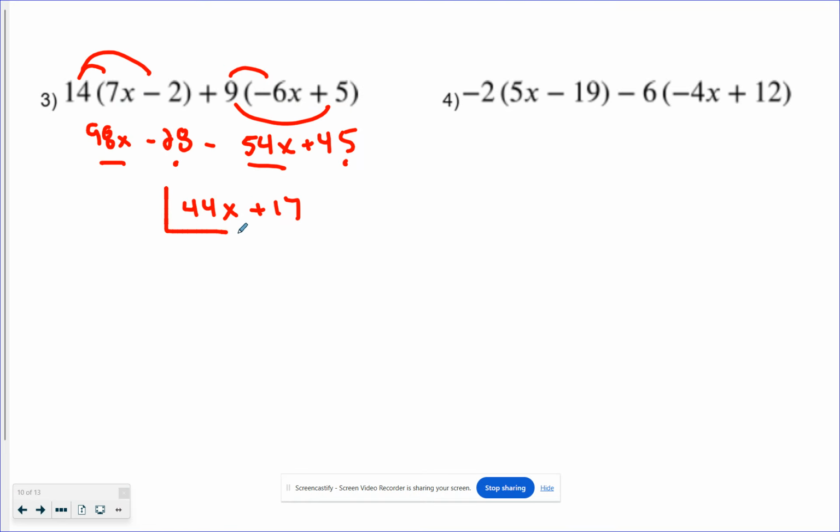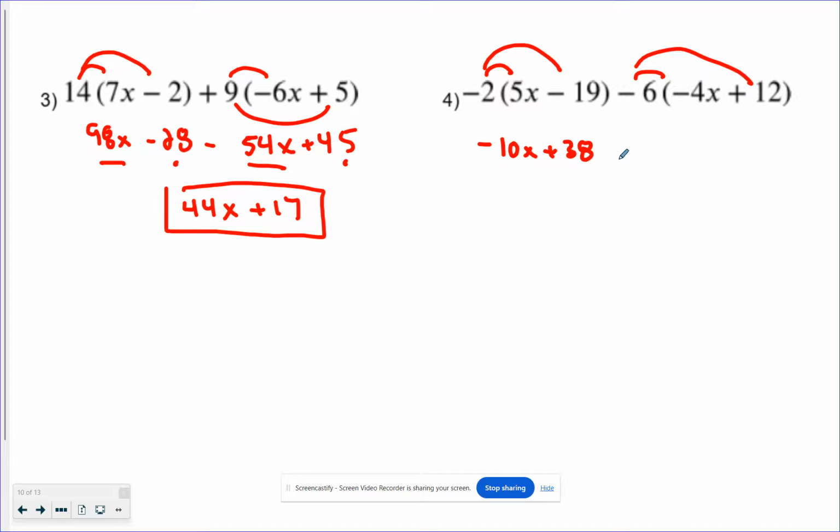Okay, so that's what you got for number 3. Number 4, we're taking negative 2 through the parentheses, and negative 6 through the parentheses. So when I take negative 2, you get negative 10x. Negative 2 times negative 19 is positive 38. Negative 6 times negative 4x is positive 24x. And then you got minus 72. So to combine what you can, you got 14x minus 34.